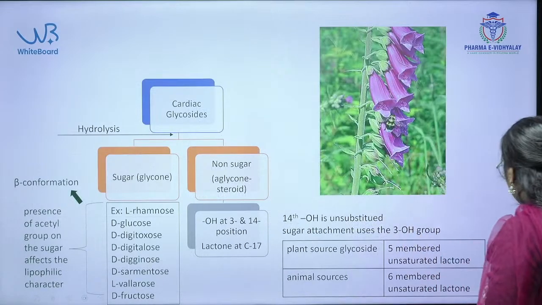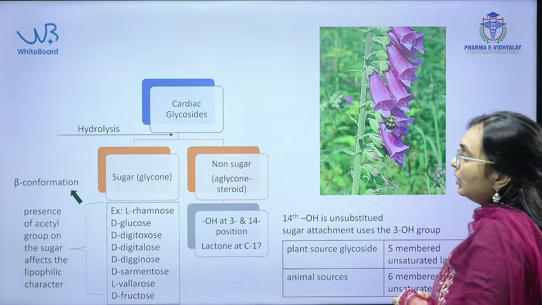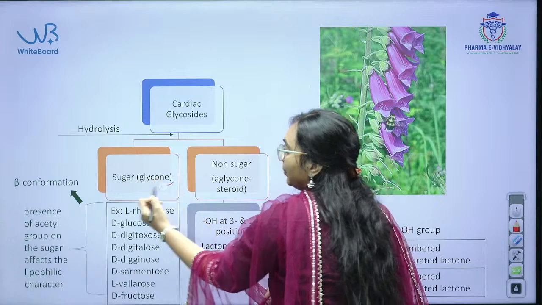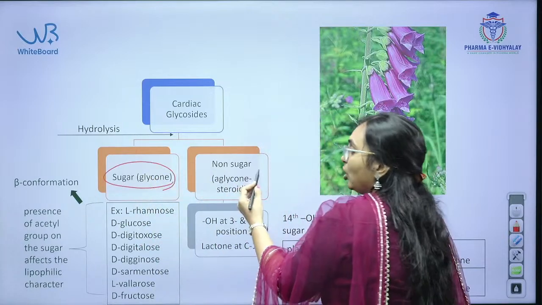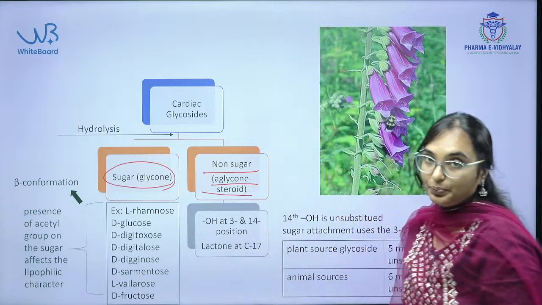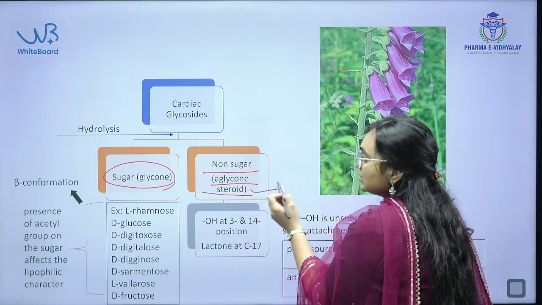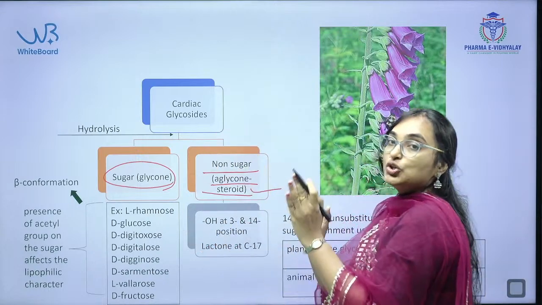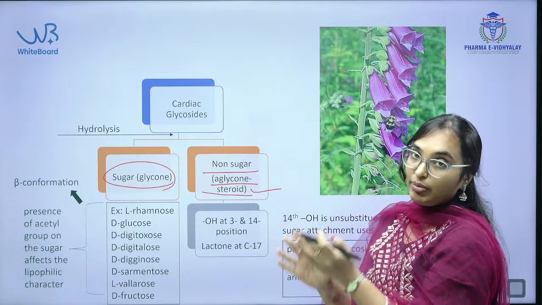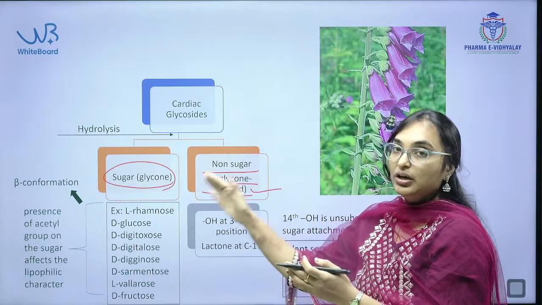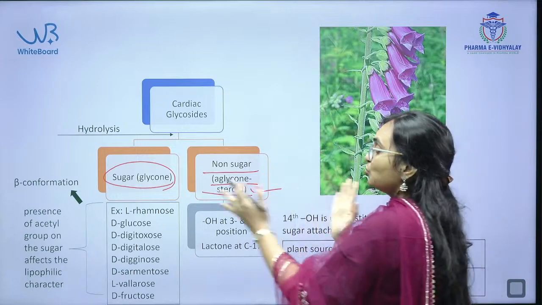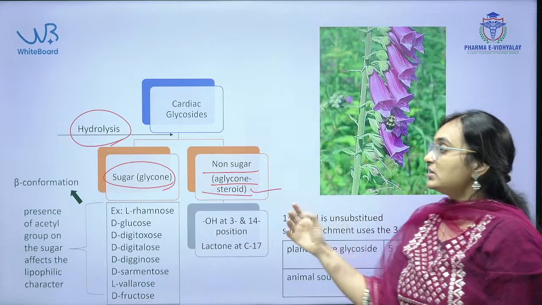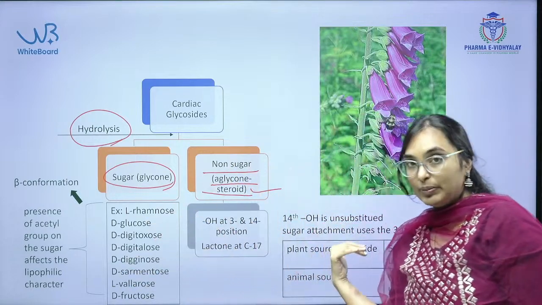Cardiac glycoside chemistry. Cardiac glycosides contain a sugar part, which is called the glycone part, and a non-sugar part, which is called the aglycone part. This non-sugar part is the steroidal part in the cardiac glycoside. So a cardiac glycoside is a combination of sugar plus non-sugar, or glycone plus aglycone. Glycone is sugar, aglycone is steroid. These two separate when the glycoside undergoes hydrolysis. On hydrolysis, the sugar part and the non-sugar part are separated.